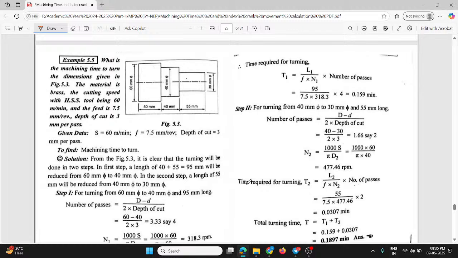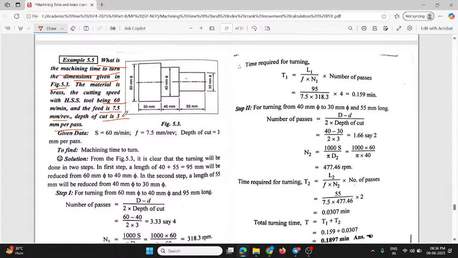And this is another numerical: what is the machining time to turn the diameters given in the figure, with different diameters shown in the figure. The material is brass, the cutting speed is 60 meter per minute. Feed is given, that is 7.5 mm per revolution. The depth of cut is mentioned per pass, that is 3 mm for 1 pass, and that is the maximum depth of cut which can be taken.